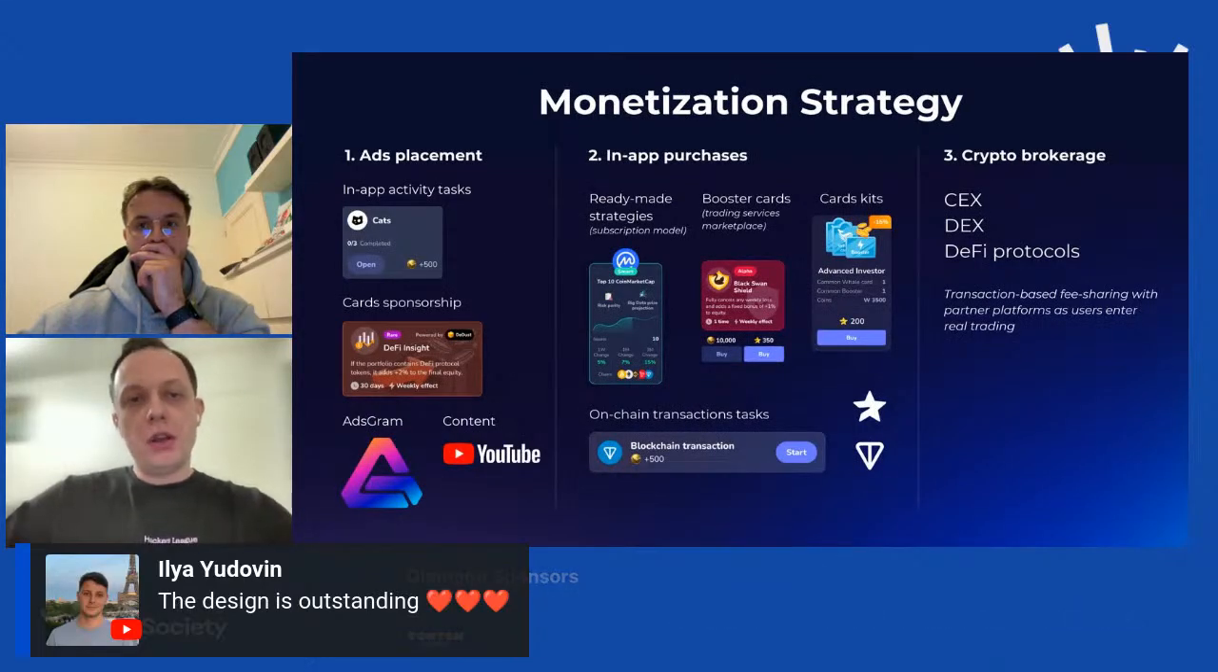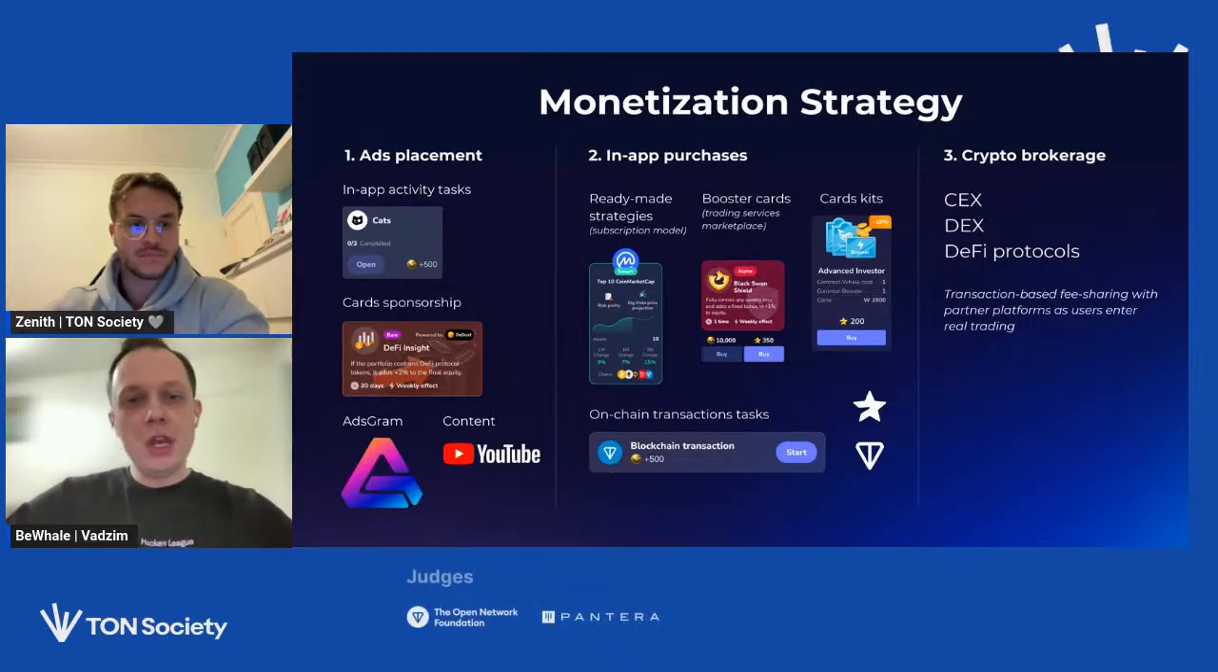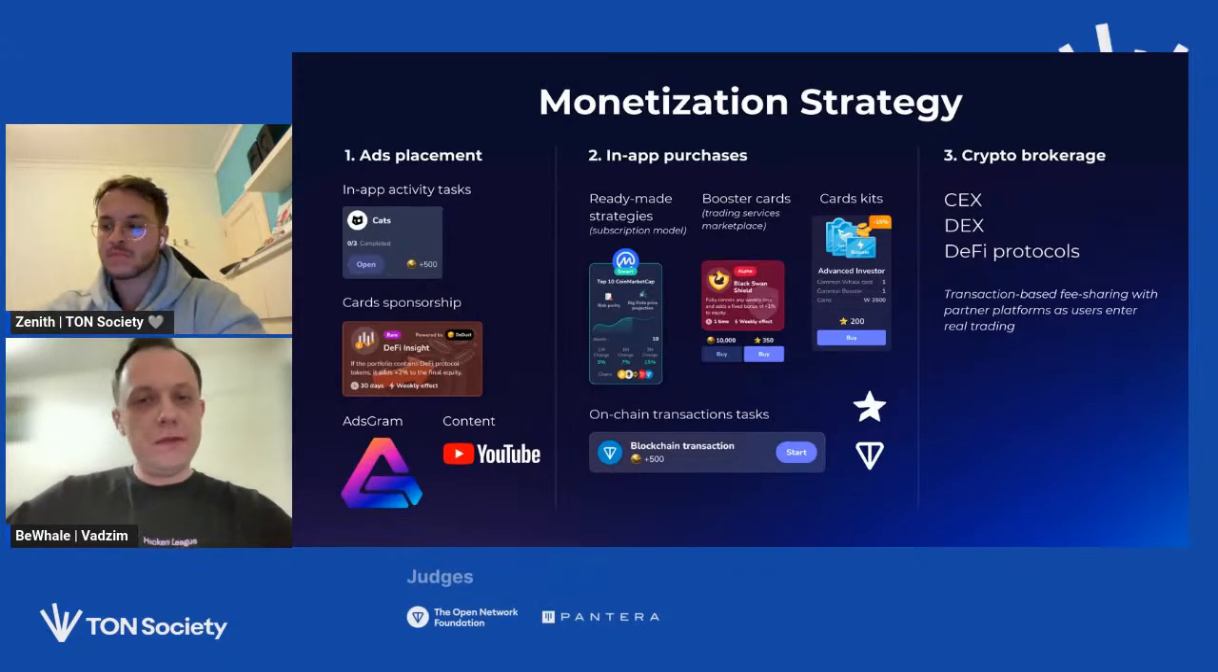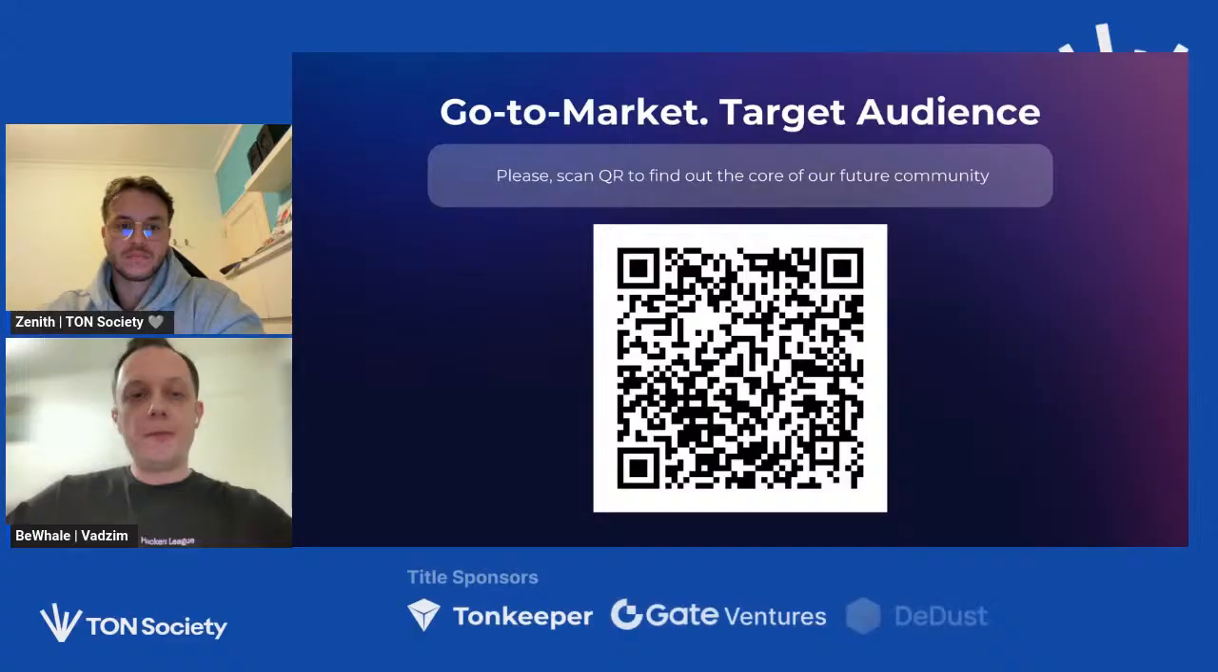We plan to earn with ads placement and traffic arbitrage, in-app purchases, various card bundles and ready-made strategies, fee sharing partnerships with DeFi protocols and exchanges, and fee sharing with the help of cards acting as investment services marketplace. We are focused on novice investors, but will bring value to more experienced market participants as well.